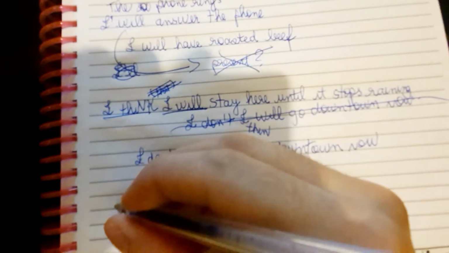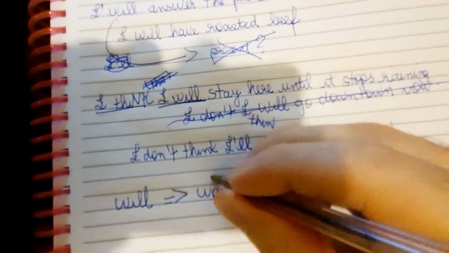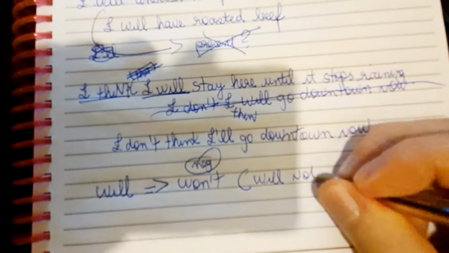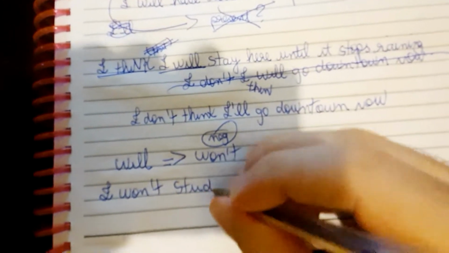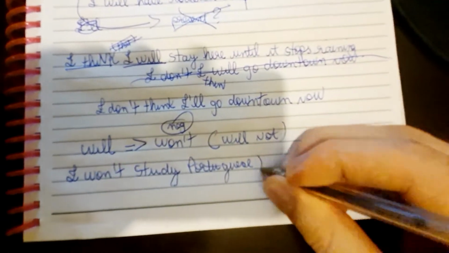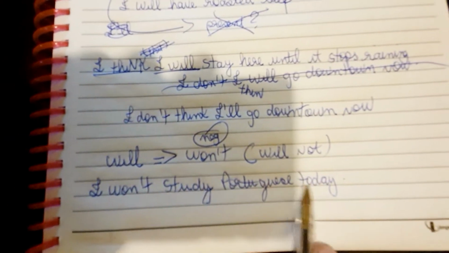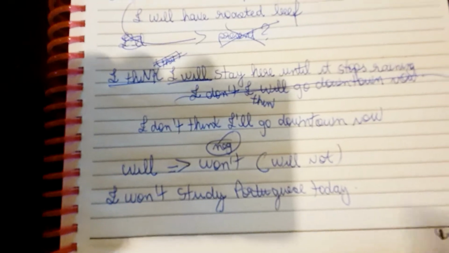The negative form of will is won't. Will, won't, or if you prefer, will not. I won't study Portuguese today. I'm studying only English, so I'm not studying Portuguese today. I don't want to study Portuguese today. It's a decision you took right now, okay? So that's it. That's no big deal.